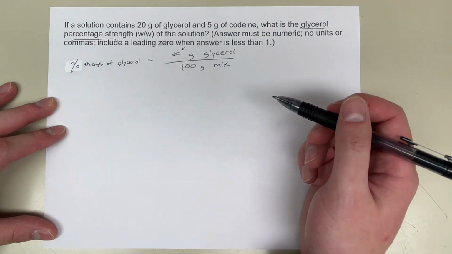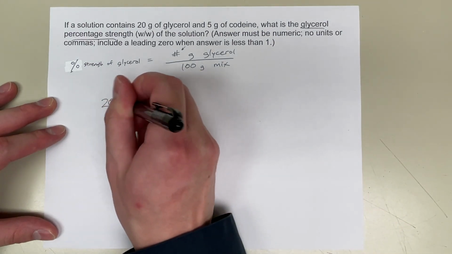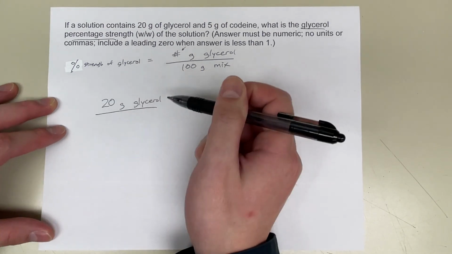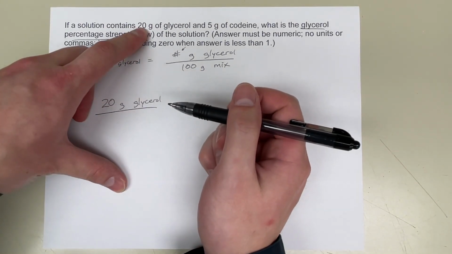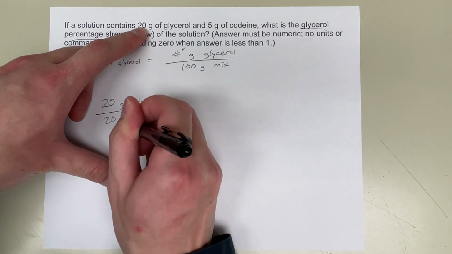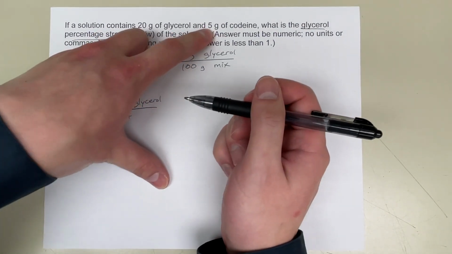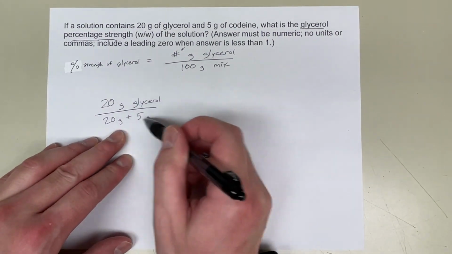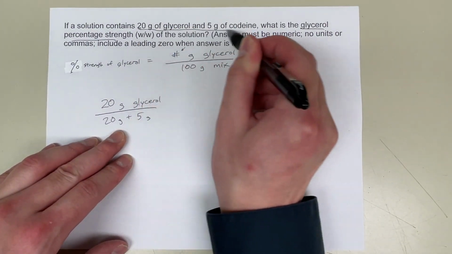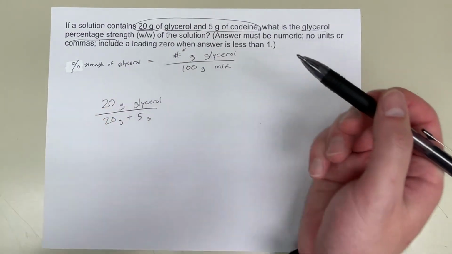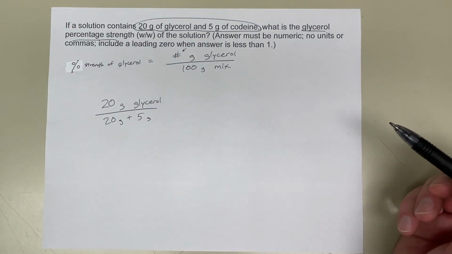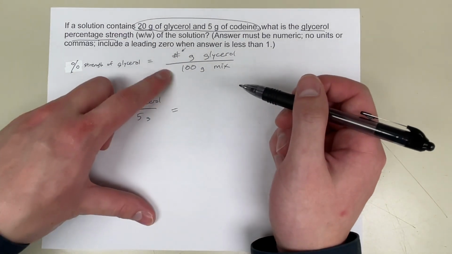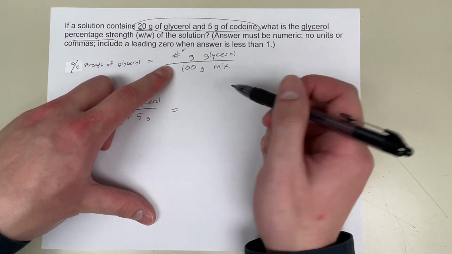So I'm going to set up the proportion where we have 20 grams of glycerol over the total, which is 20 grams plus the 5 grams of codeine. This denominator here is the total amount of drug in the mixture. And I'm going to set it equal to our percentage strength formula here.